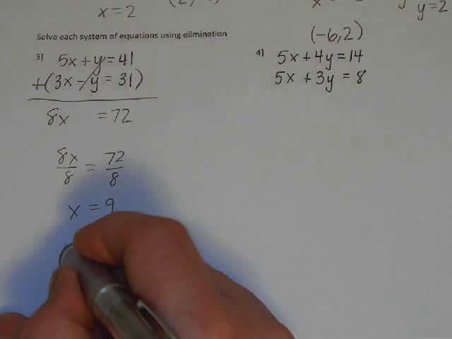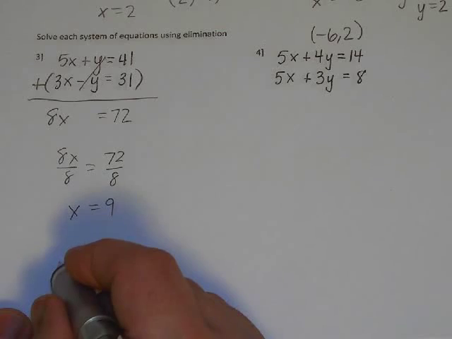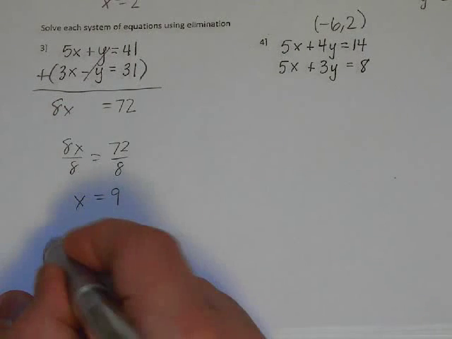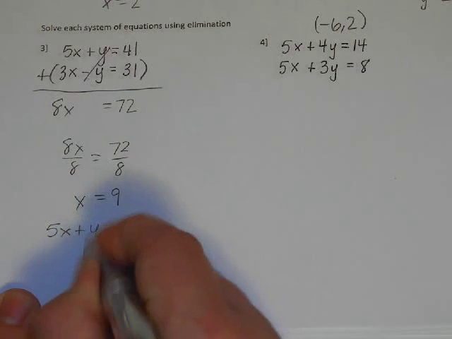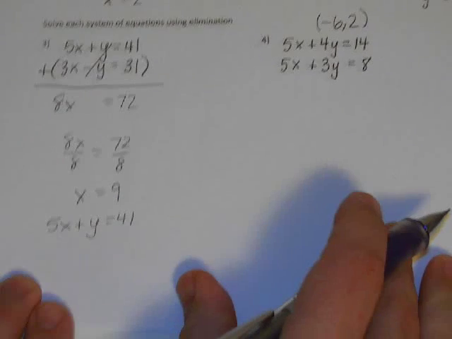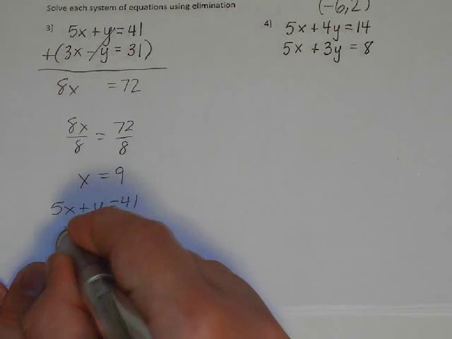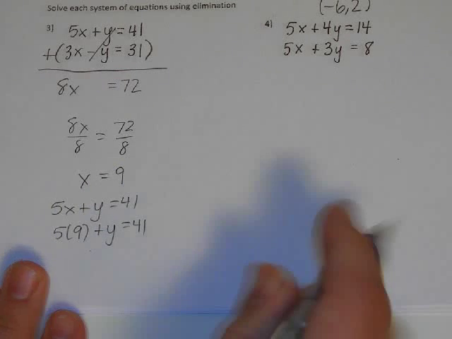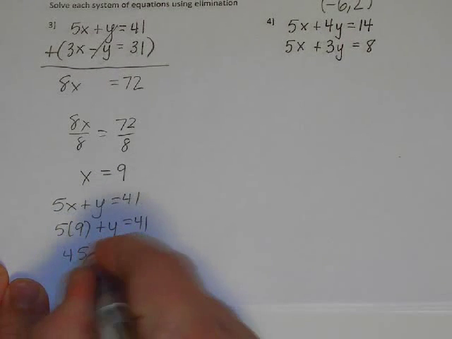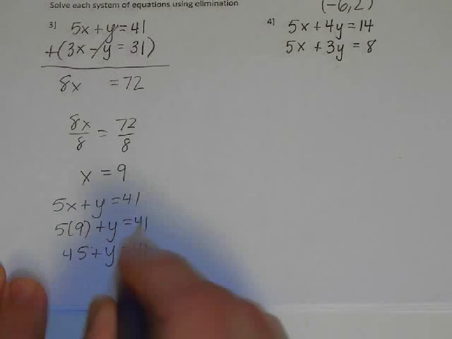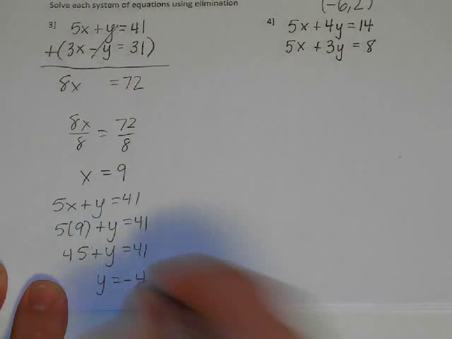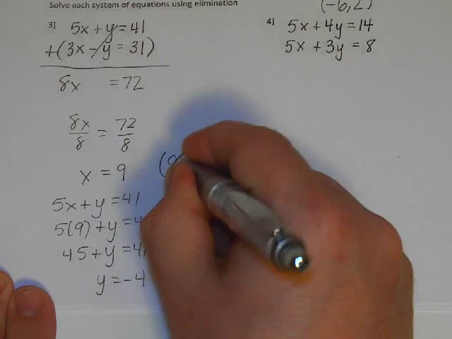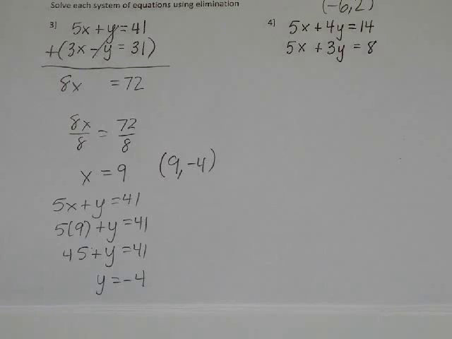Now, solving for y, we're going to use one of the two equations. Now, in substitution, it was solved for the variable we're looking for. This is going to require a little more algebra. I'm going to use the top equation. So I'll plug 9 in for x. And I'll go ahead and solve for y. And I get y is equal to negative 4. So my ordered pair would be (9, negative 4).